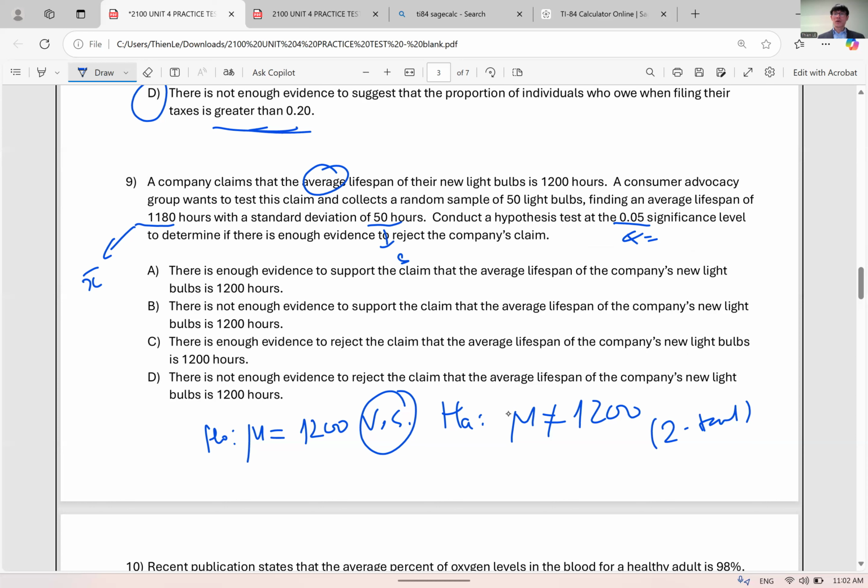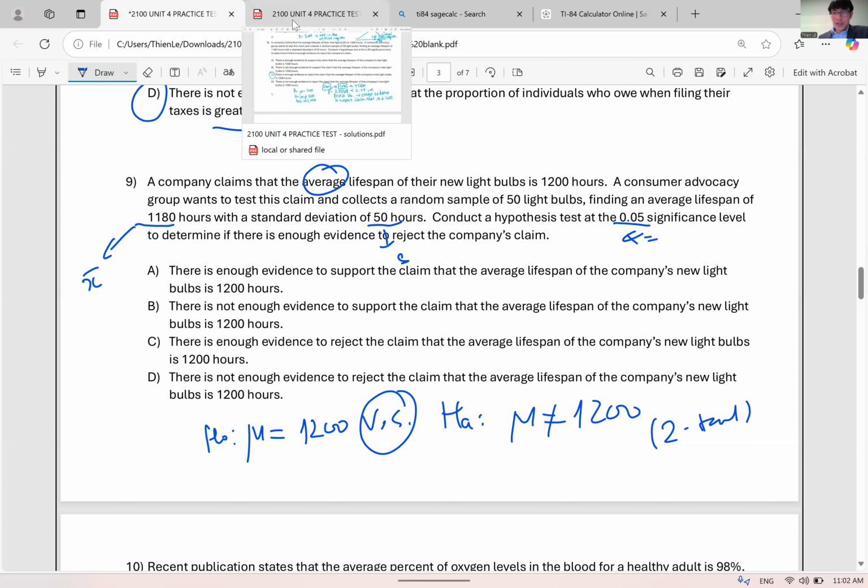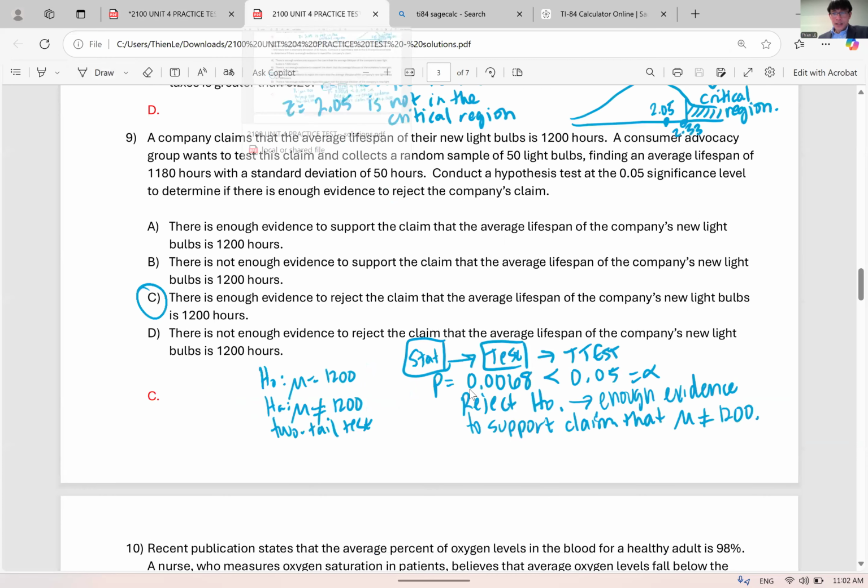After you get the p-value, all you need to do is compare the p-value with alpha. It just shows you here. You will use t-test, and after you plug in all the numbers, the value under the null is 1,200, the sample mean is 1,180, the sample standard deviation is 50, and n is 50. And you should get your p-value of about 0.0068.